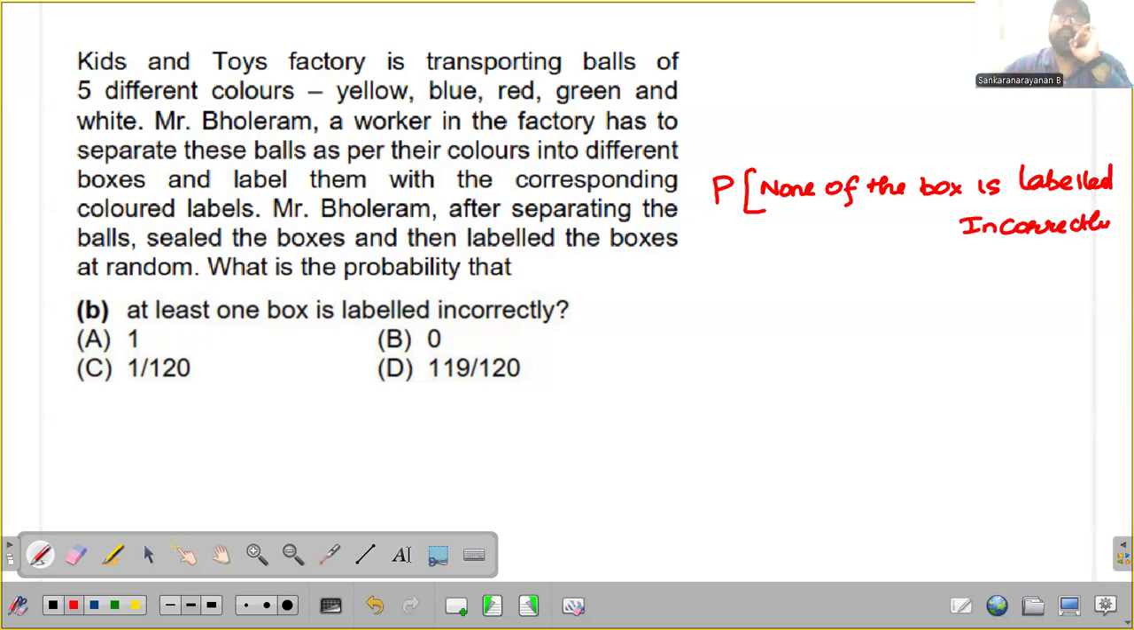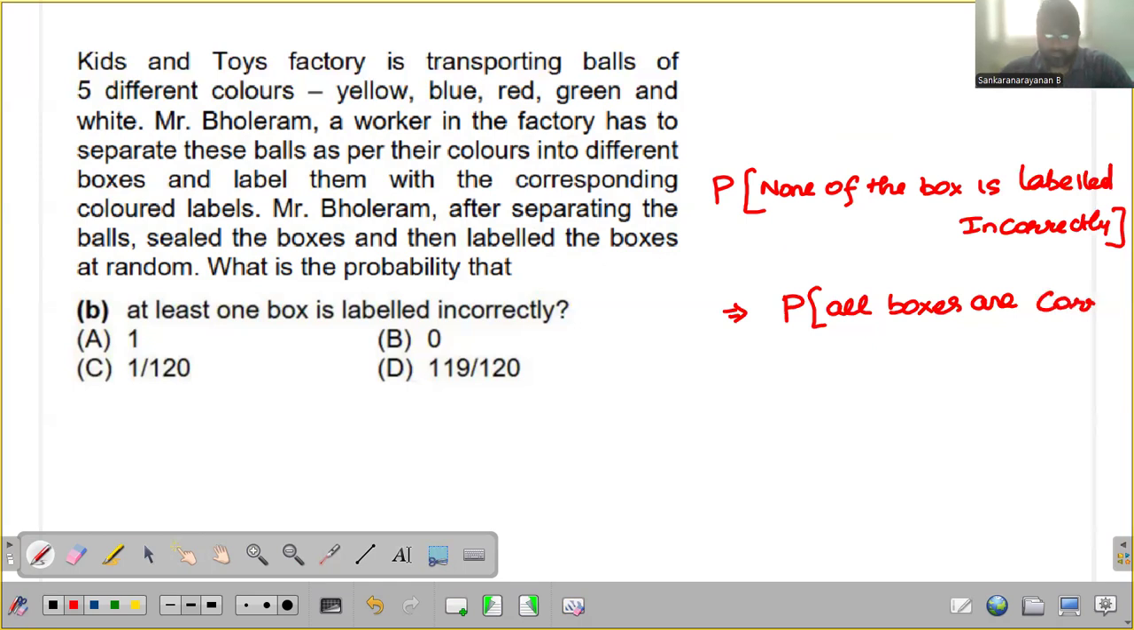Okay, what is that? We will just see none of the boxes is labeled incorrectly. What does that mean? Double negation. Probability that all boxes are labeled... what does it come to? All boxes are labeled correctly. Okay, I will put it in this way.